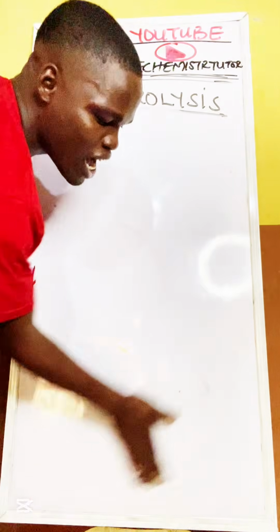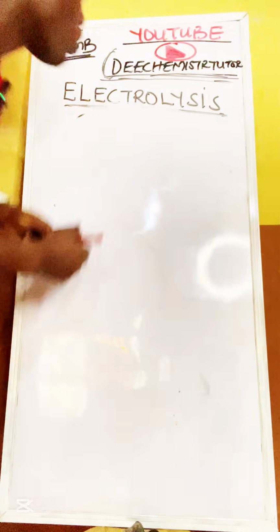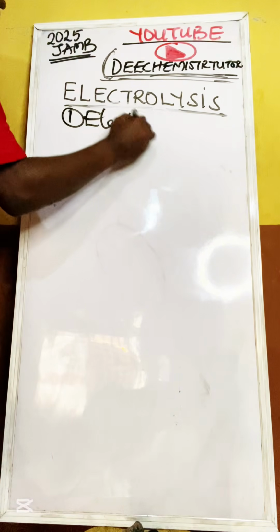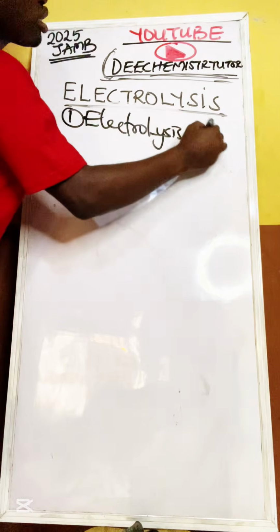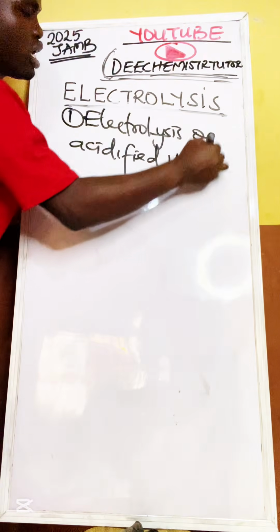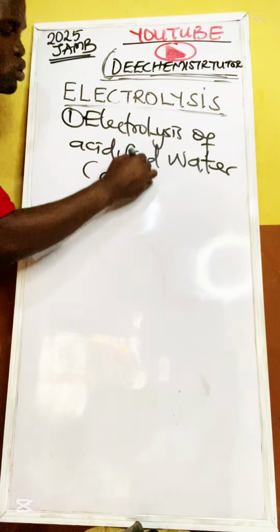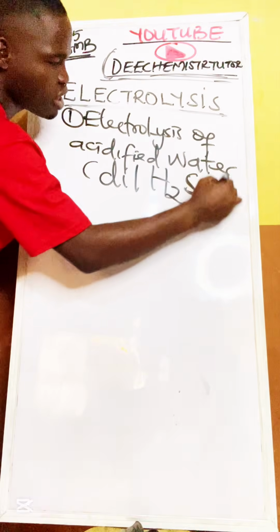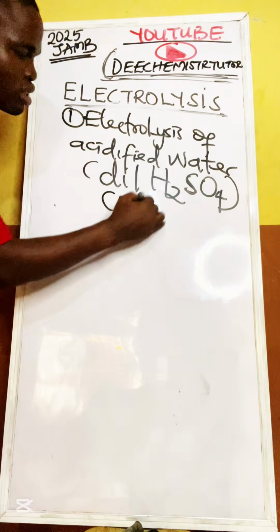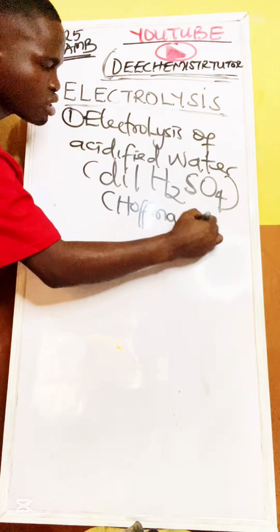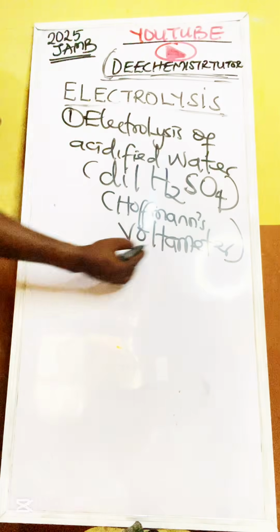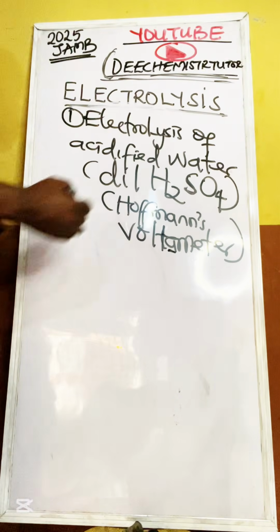It happens in the Hoffman voltameter. Electrolysis of what? Acidified water, which occurs in what? Hoffman voltameter. Electrolysis of acidified water. What do I mean? I'm just trying to say electrolysis of dilute H2SO4. One common JAMB question is where does it occur? It occurs in a device we call Hoffman voltameter. It's another JAMB question. Hoffman voltameter, not voltmeter, voltameter. So let's get to work.